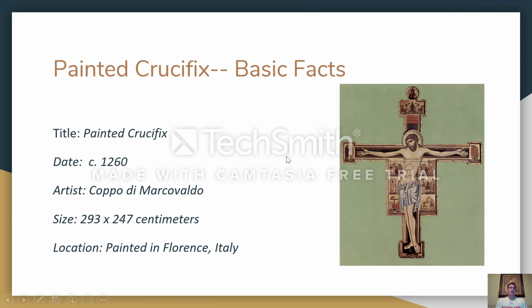So Painted Crucifix, some basic facts on it. Title is Painted Crucifix, as I said. Date is 1260. Artist Copo di Marcovaldo. The size of this painting is 293 by 247 centimeters. Location, it's painted in Florence, Italy. During this time, people were becoming more religious and were fascinated in capturing scenes from the life of Christ. They were also becoming more emotionally attached to Christ, as opposed to thinking of him as less human-like.